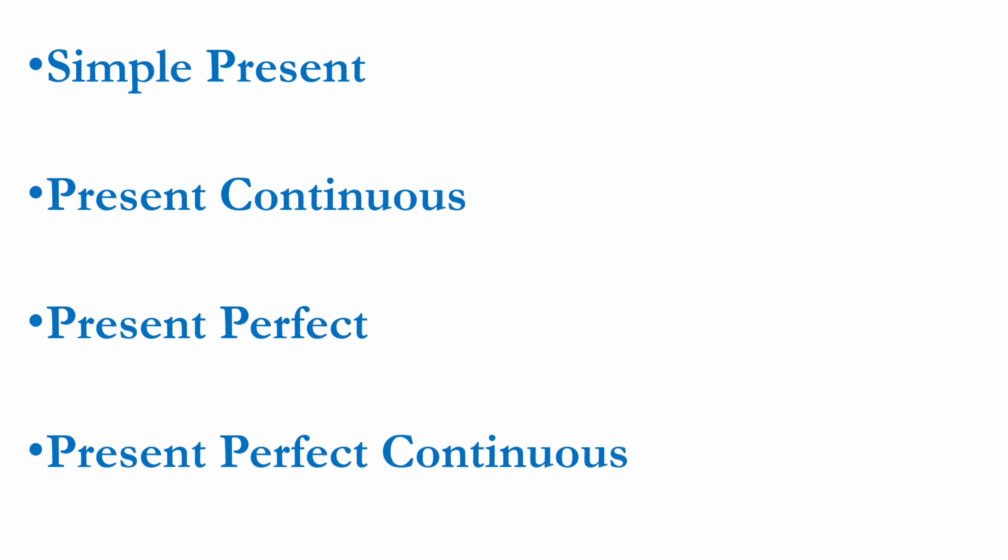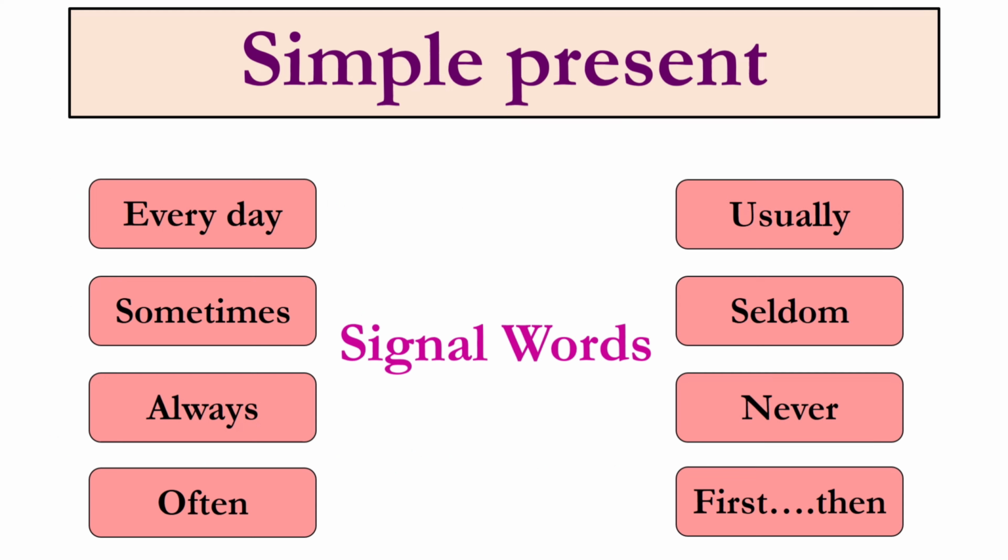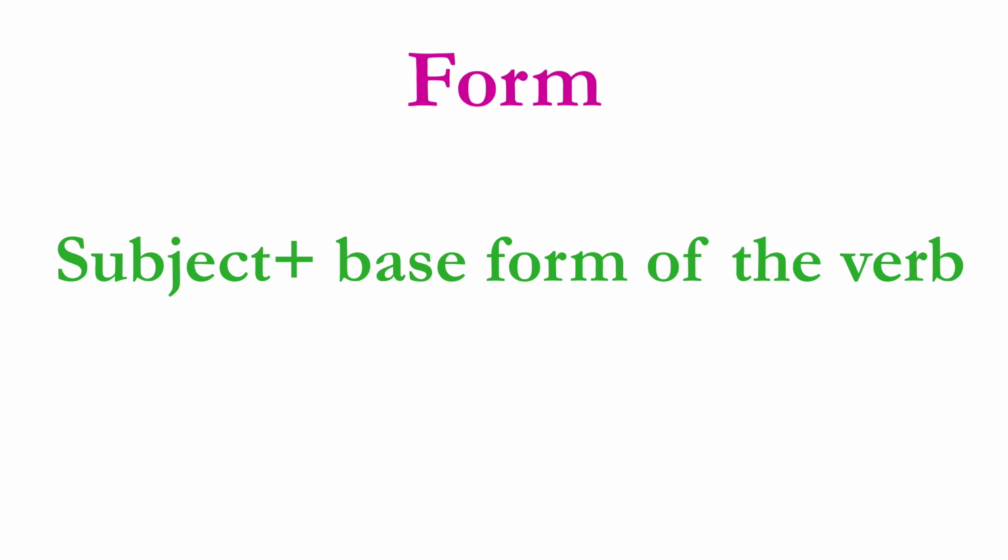There are 4 present tenses: simple present, present continuous, present perfect, present perfect continuous. Simple present. There are some signal words that help us to recognize this tense: every day, sometimes, always, often, usually, seldom, never, first, then. The form of this tense is subject plus base form of the verb.